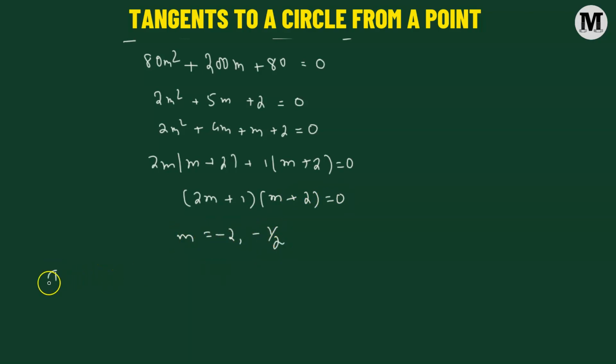Now we're going to replace this in equation 1, y equals m times x. So y will be equal to -2x, and for the other, y will be equal to -1/2x. So these are the two equations of the tangent.